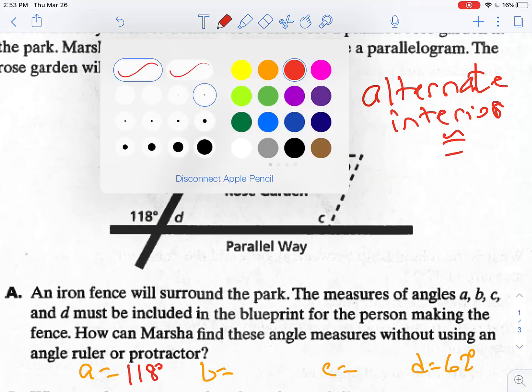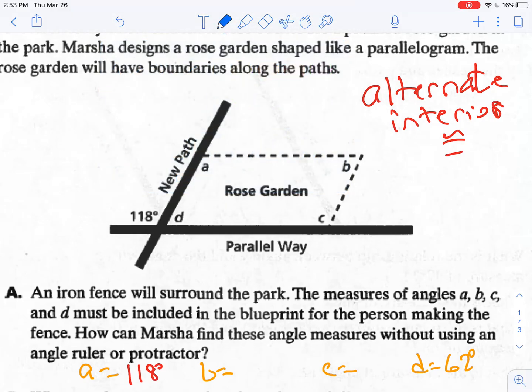Now I'm going to erase some of this. And I'm going to put in what we found out. We found out that A is 118, and we found out that D is 62.